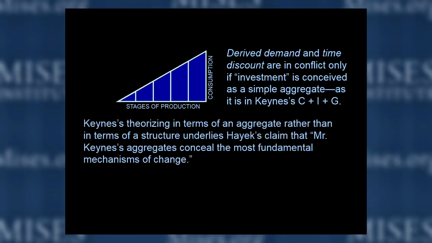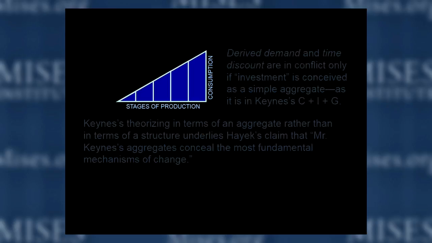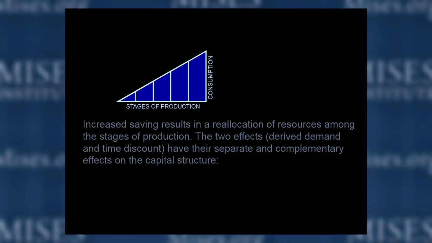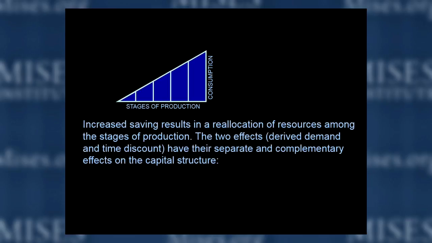Keynes theorizing in terms of aggregates rather than in terms of structure underlies Hayek's claim that Mr. Keynes' aggregates conceal the most fundamental mechanisms of change. And that's what Hayek needed to say at that point. That was the problem. Increased saving results in an allocation of resources among the stages of production.